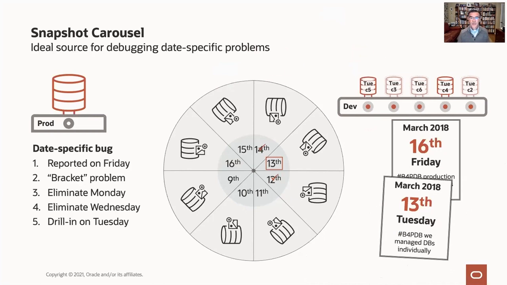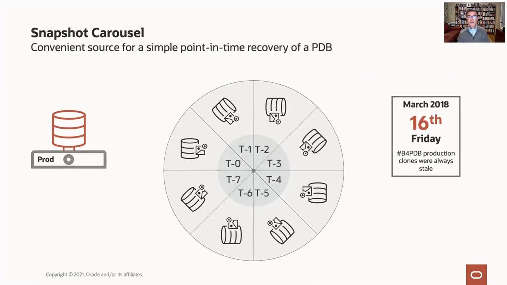These are the sorts of capabilities that modern cloud-based development organizations require, so they can keep up with the demands of the modern business climate. Now, typically snapshots can be materialized either as full copy clones or as snapshot or thin provision clones, as we've just seen. Now, another great use case for the snapshot carousel is as a convenient source for simple point-in-time recovery of a PDB.